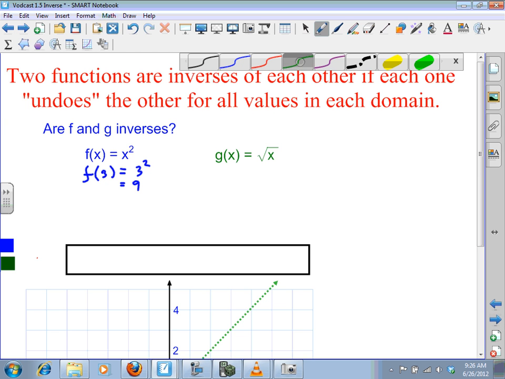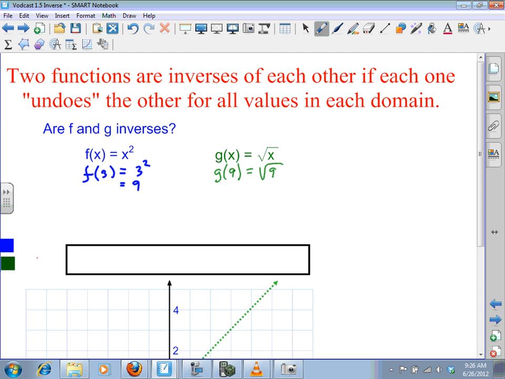And so here's what it means to check this out. If I plug 9 in here, do I get back to 3? And in fact, yes, the square root of 9 is 3, so that worked. Put in 3, got 9, put in 9, got 3. That means that's the inverse relation that we're looking for.